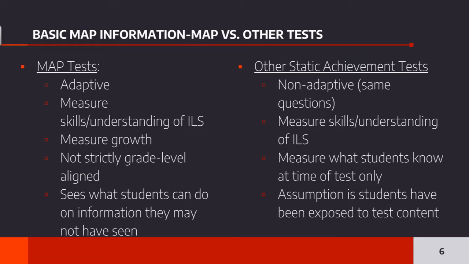Also, they are not strictly at grade level, whereas static achievement tests are aligned to grade levels. MAP tests see what students can do on information they may not have seen before. Whereas with static achievement tests, the assumption is that students have been exposed to all the test content before.